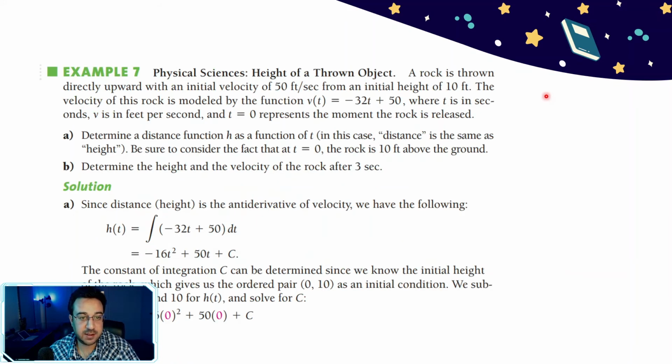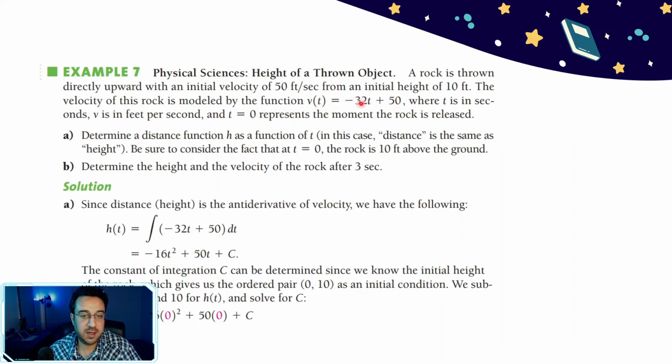Now let's take a physical example. A rock is thrown directly upward with an initial velocity of 50 feet per second from an initial height of 10 feet. So somebody was standing 10 feet high from the ground and threw a ball or a rock upward with an initial velocity of 50 feet per second. Now the velocity of the rock is modeled by a function v of t, so the velocity is a function in terms of t, equals minus 32t plus 50.